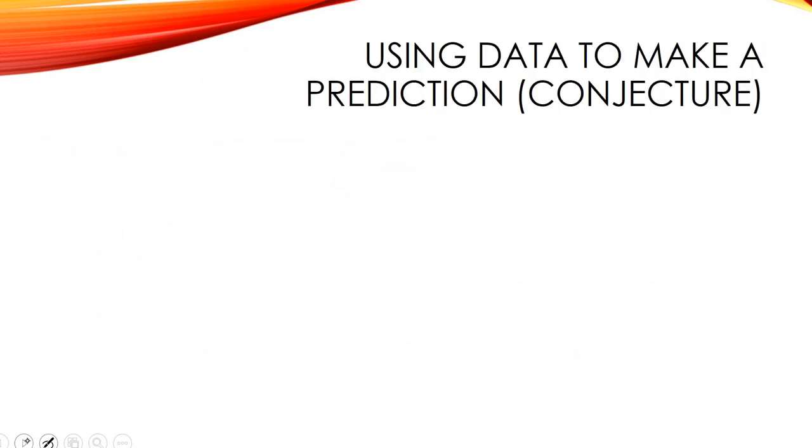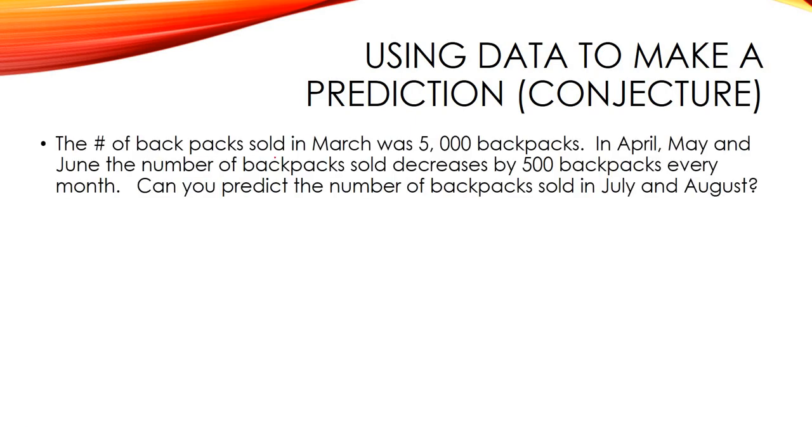Okay, using data to make a prediction or a conjecture. So the number of backpacks sold in March was 5,000 backpacks. In April, May, and June, the number of backpacks sold decreased by 500 backpacks every month. Can you predict anything about the backpacks sold in July and August?